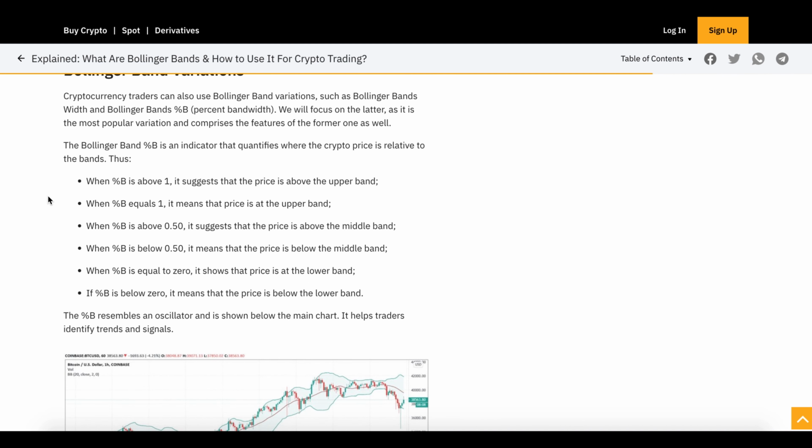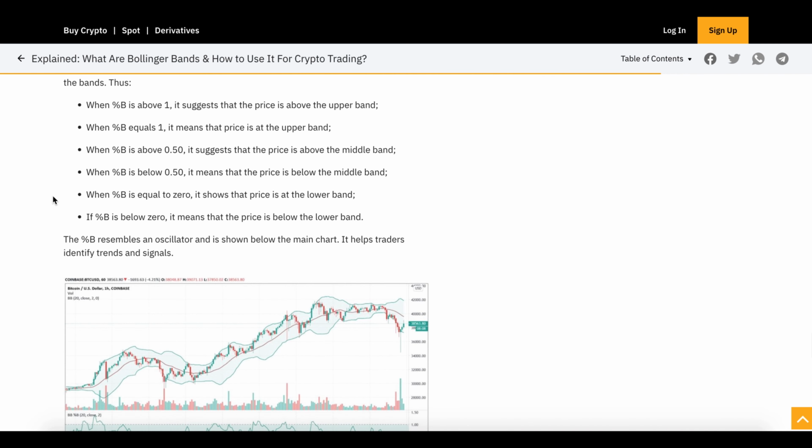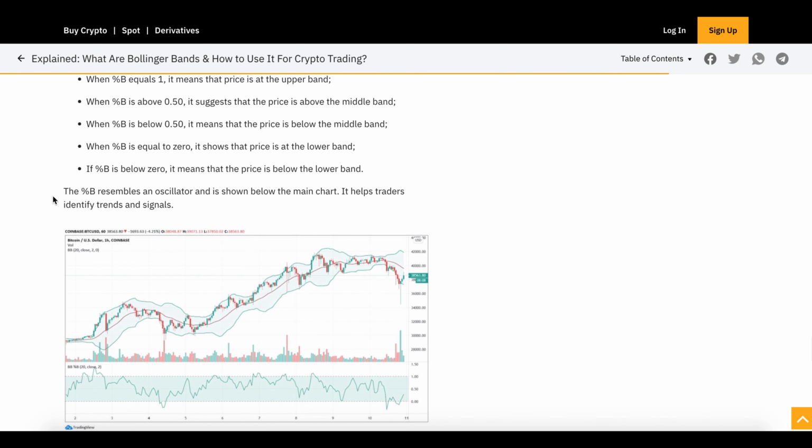So the Bollinger Band %B is an indicator that quantifies where the crypto price is relative to the bands. Thus, when %B is about 1, it suggests that the price is near the upper band. When %B equals 1, it means that the price is at the upper band. When %B is about 0.5, it suggests that the price is around the middle band. When %B is below 0.5, it means that the price is below the middle band. When %B is equal to 0, it shows that the price is at the lower band, and if %B is below 0, it means that the price is below the lower band.